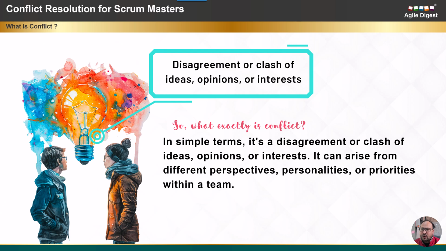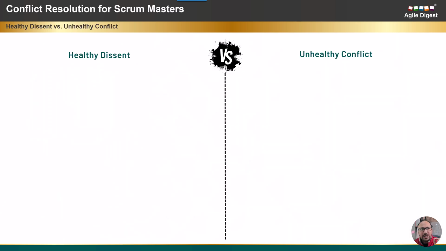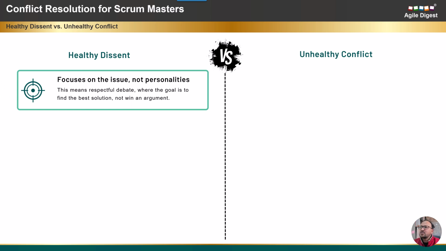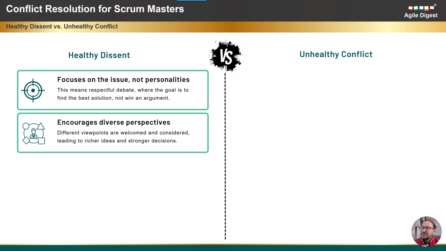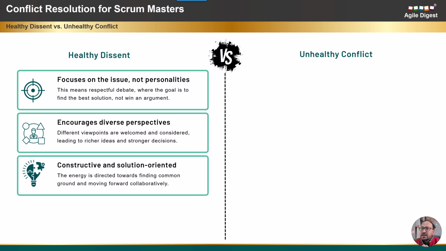Let's quickly try to understand the key differences. When we look at healthy dissent, why can we treat a conflict as healthy dissent? It focuses on the issues, not personalities. This means respectful debate where the goal is to find the best solution, not win an argument. Second is encouraging diverse perspectives. Different viewpoints are welcomed and considered, leading to richer ideas and stronger decisions. And it is constructive and solution oriented. The energy is directed towards finding common ground and moving towards collaboration. So these are the key benefits.